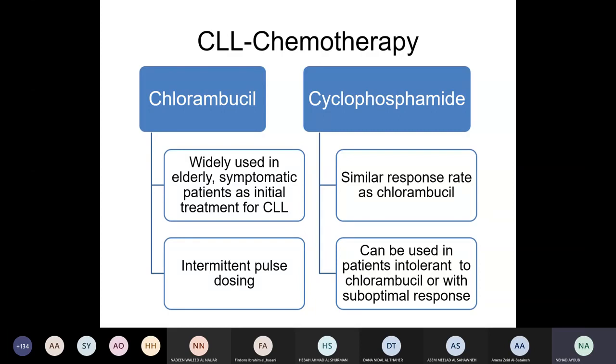ال common أو ال popular chemotherapeutic drugs we use in CLL. Cyclophosphamide, chlorambucil, fludarabine, pentostatin, رح نحكي عنهم. Chlorambucil is still in use. Actually, some clinicians recommend the chlorambucil to the elderly patient. Cyclophosphamide is very popular, highly in use.